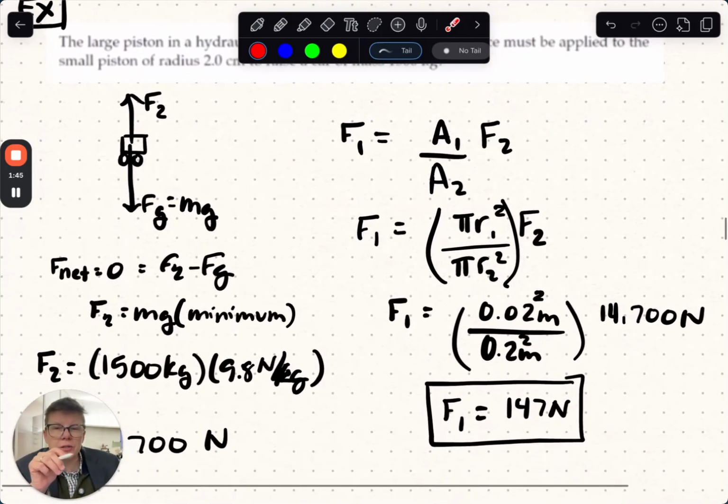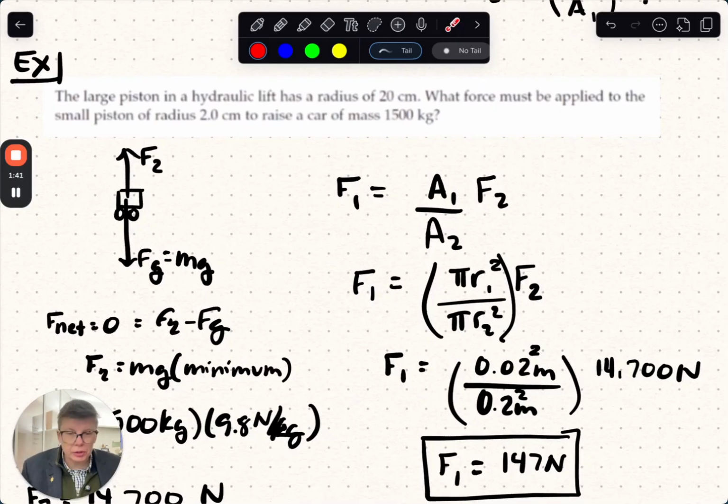Areas. These are assumed to be circular hydraulic cylinders, just because that's the way they're typically manufactured. So the area on the small side is pi r squared. The area on the large side, pi other r squared, multiplied by the force. Here's all those numbers substituted in: 20 centimeters, 2 centimeters, and we're multiplying by the weight of the car. We get that we need an input force of 147 newtons. 147 newtons becomes 14,700 newtons on the output side.